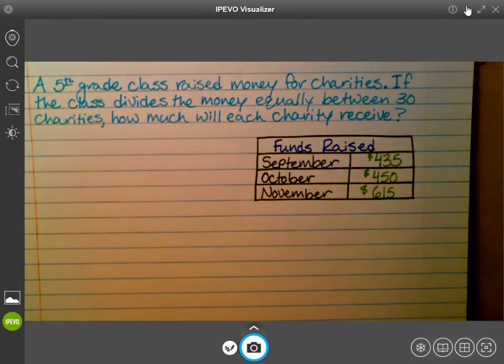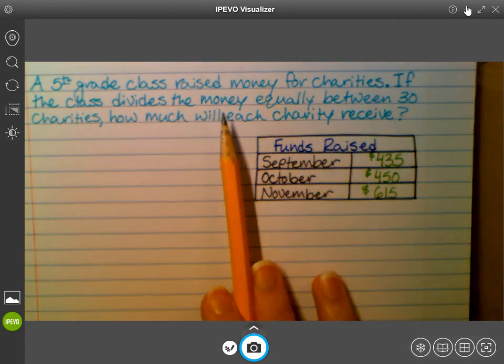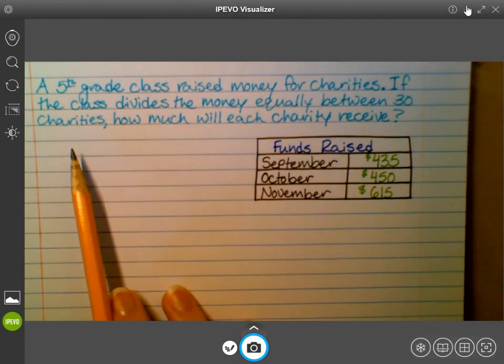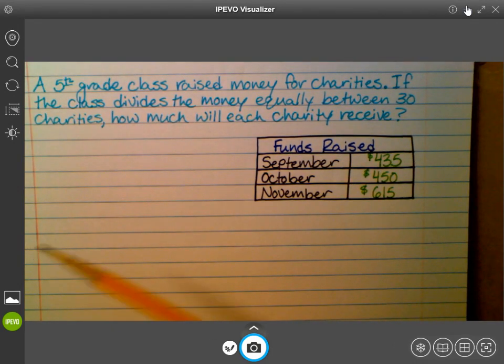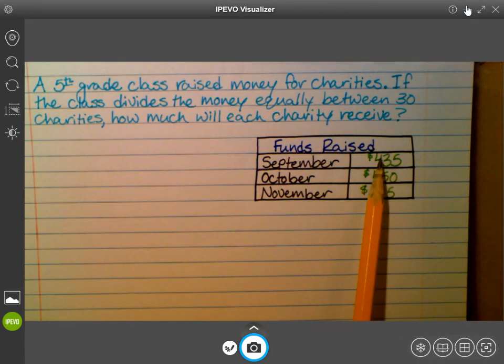Ready to rock. All right, you guys, we're going to take a look at this one. It wasn't necessarily tricky, but you may have gotten tripped up by a few things along the way. So let's go ahead and look at it. They wanted to divide their money raised equally between 30 charities. So we first needed to figure out how much total money we're talking about. We take the funds raised for September, October, and November, and add them.